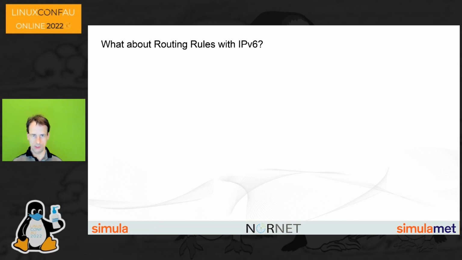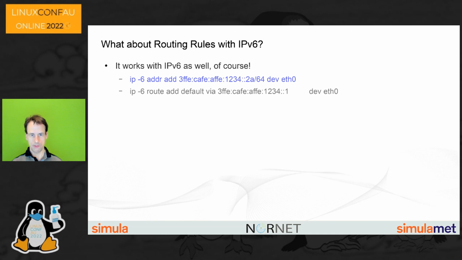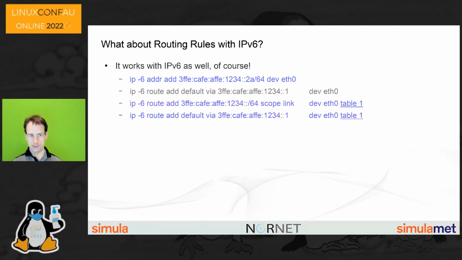Question is, of course, nowadays we have IPv6. Usually, in addition to IPv4, does it work with IPv6 as well? Yes, of course. You can do the same also for IPv6. That is, get an IPv6 address for Ethernet 0. Create also the routing table number 1 for IPv6. Important to mention is, of course, IPv4 and IPv6 are different protocols. They have both their separate routing tables. So in this case, of course, this is IPv6 table number 1.